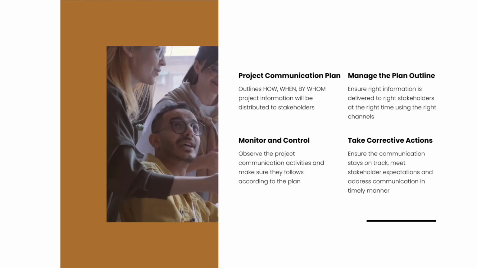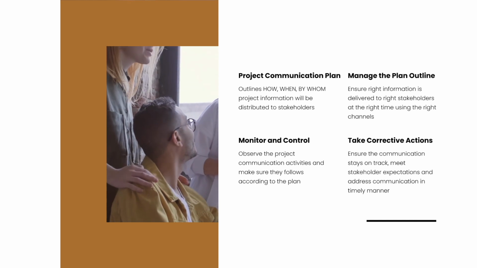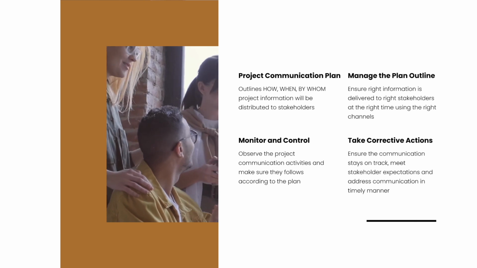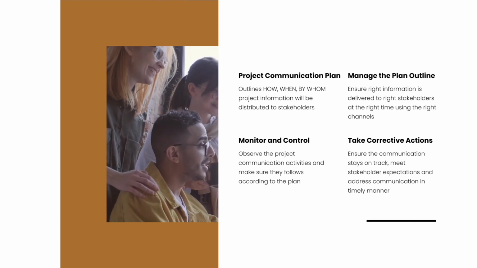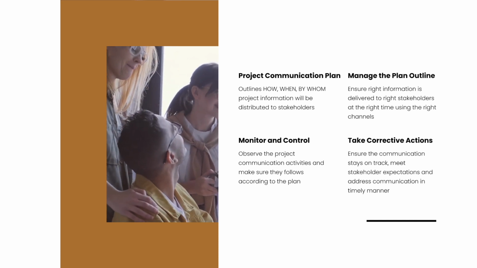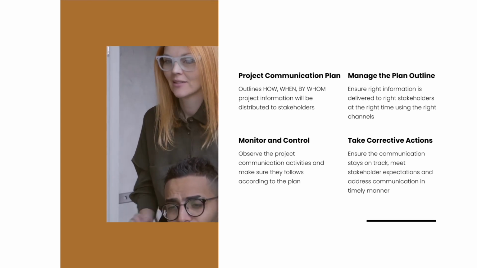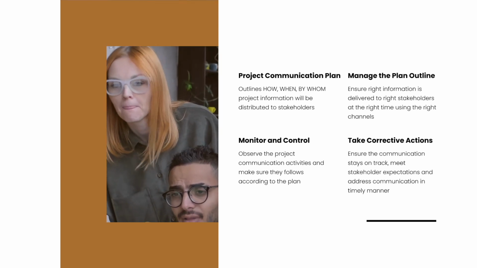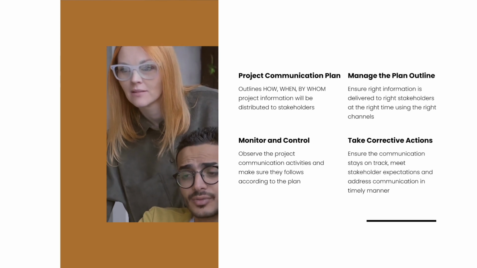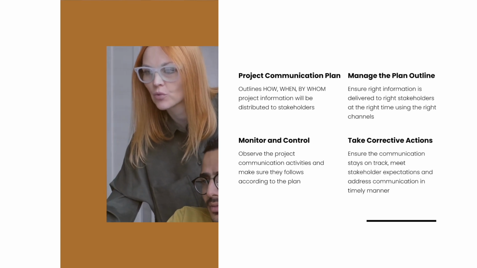The next process is monitoring and controlling, where the project manager continuously observes the project communication activities to make sure they follow the communication plan. Fourth, taking corrective action to ensure that project communication stays on track, and that the information is delivered to the right stakeholder at the right time, is the key to meeting stakeholder expectations and addressing communication related issues in a timely manner.